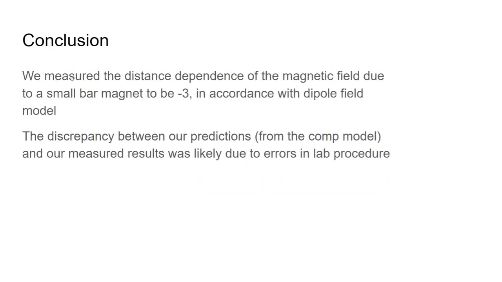In conclusion, we measured the distance dependence of the magnetic field due to a small bar magnet to be -3, in accordance with the dipole field model, and the discrepancy between our predictions from the computational model and our measured results was likely due to errors following the lab procedure.